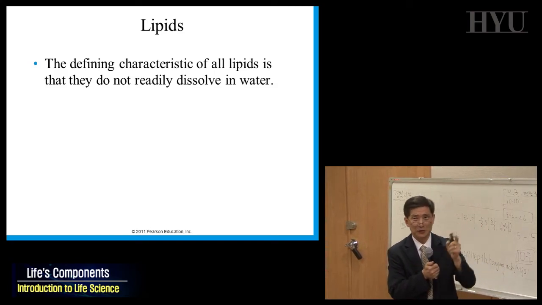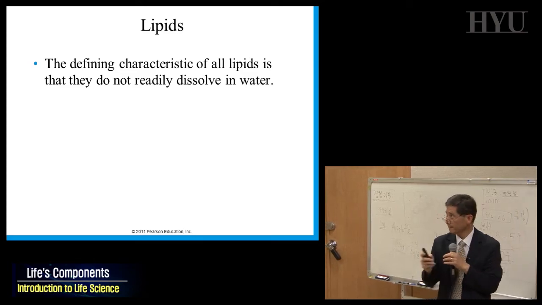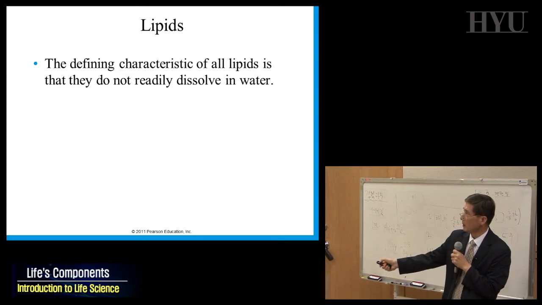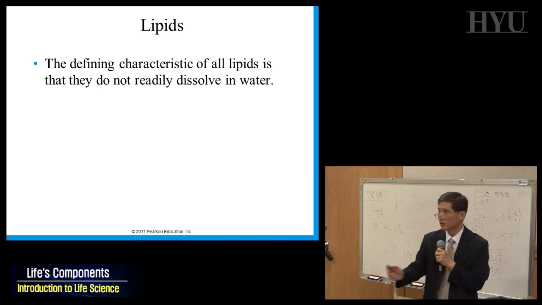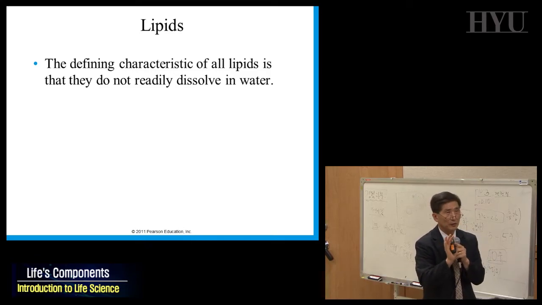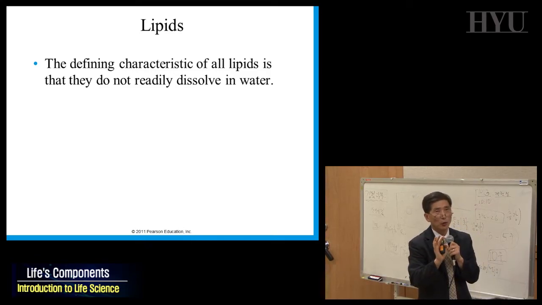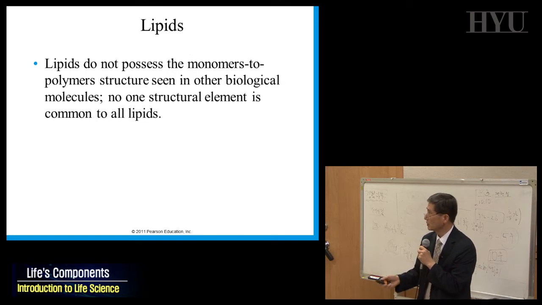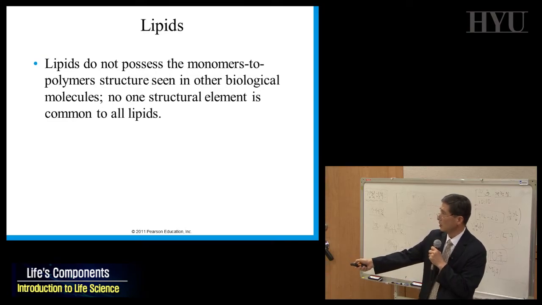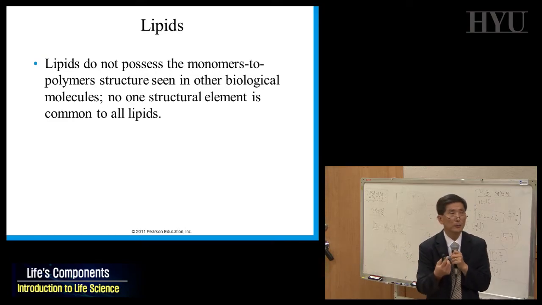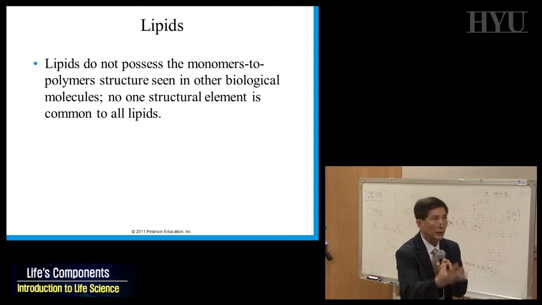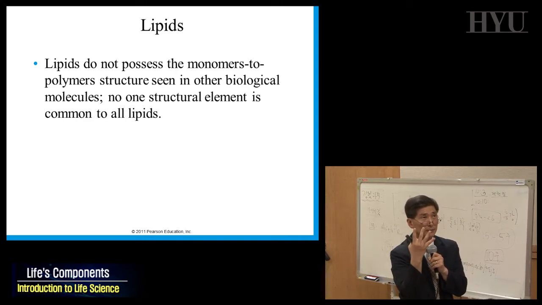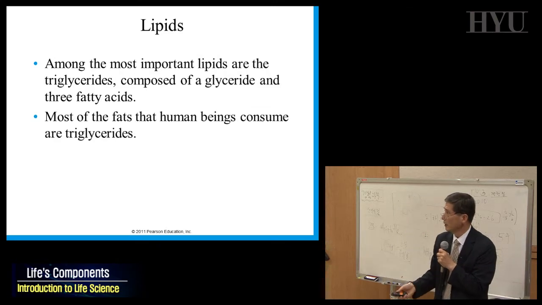Let's start with the first one, okay? The defining characteristic of all lipids is that they do not dissolve in water. They don't like water. That's the only character you need to define something as a lipid, okay? No one structural element is common to all lipids. They will tell you about 4 different types of lipids, but they don't have a common structure, okay? It depends on each one, okay?